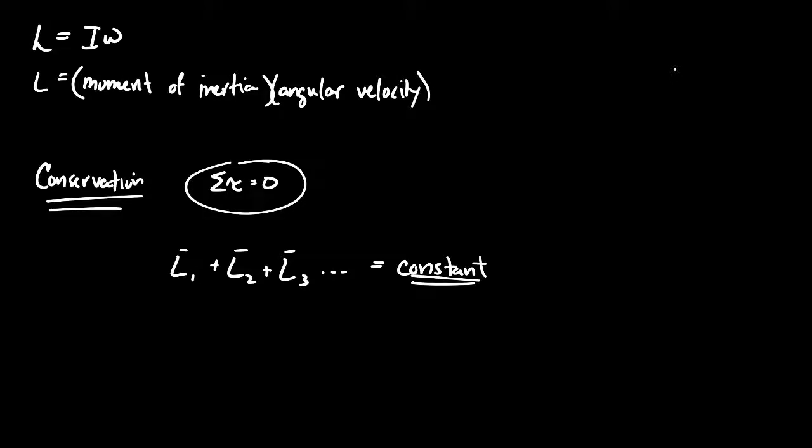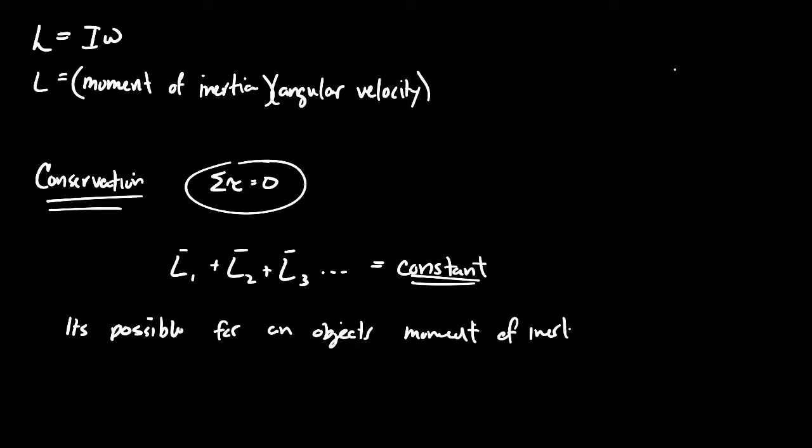The most important difference, the thing that is very different between linear momentum and angular momentum, is that it's possible for an object's moment of inertia to change. That's pretty messy, but I'm trying to write these things down. I think you really need to know this. So an object's moment of inertia can change. It can become bigger or smaller.